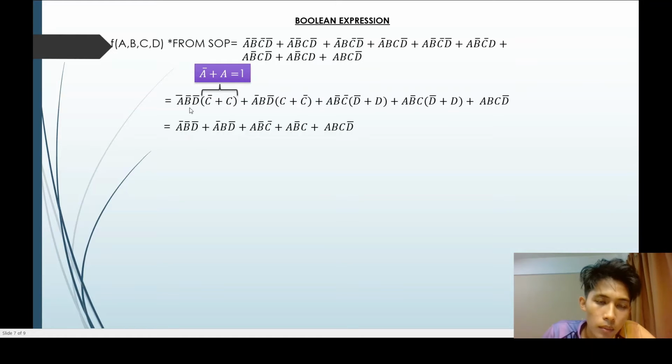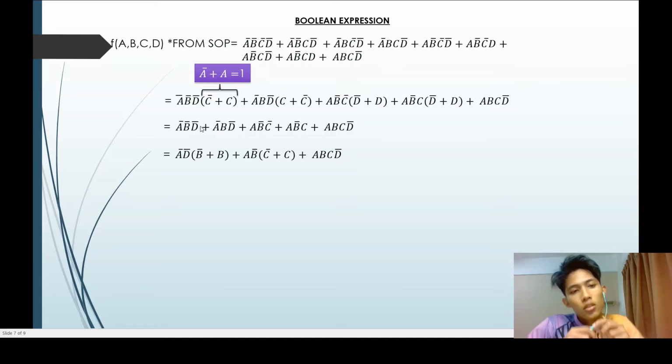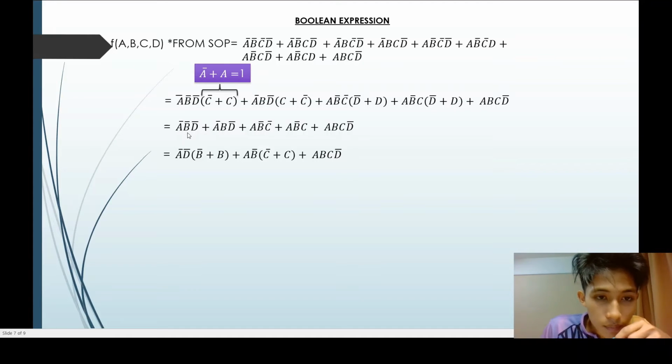So when A bar B bar D bar is times with 1, it will still be the same, like this one. So just copy back A bar B bar from this one, and this one, and this one, and this one, and then next is A B C D bar. So next we still can factorize, because for this one, both equations, we can see that A bar B bar D bar plus A bar B and D bar. So we can see that the A bar and D bar is the same, so we can factorize.